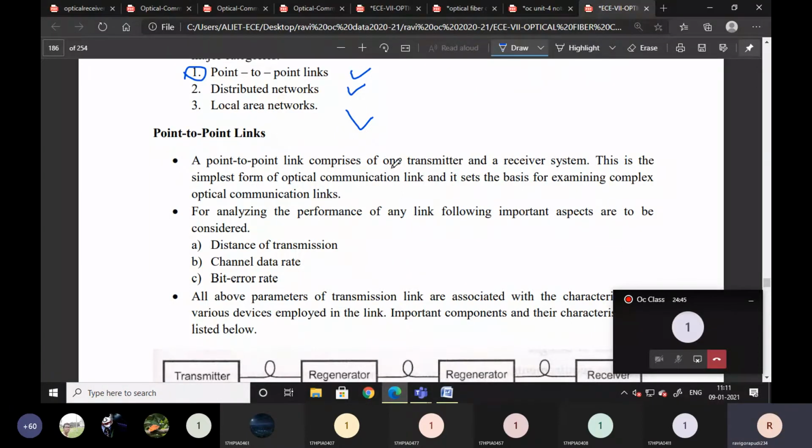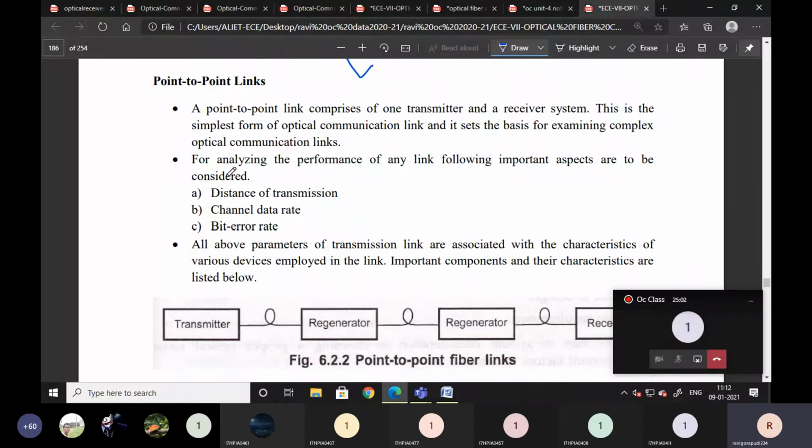So by using these links, or by using this system, we are going to examine any optical communication system. So first, we need a transmitter and receiver. This is the simplest form of optical communication link. For analyzing the performance of any link, the following important aspects are to be considered.